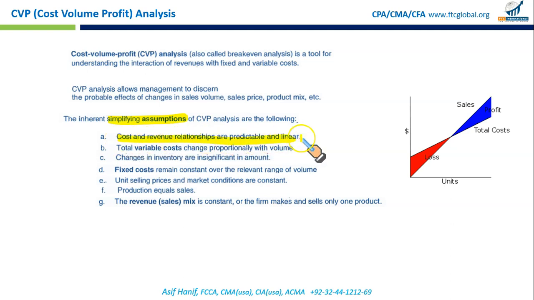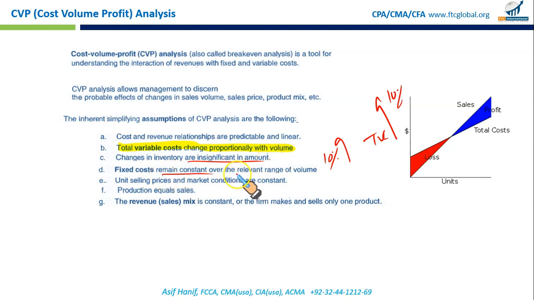Cost and revenue relationships are predictable and linear. It's an assumption, a challengeable assumption. It may not always be true. Cost and revenue do not move in perfect straight lines. The total variable cost changes proportionally with volume, which means if you increase your production level by 10%, your total variable cost will also go up by 10%. Changes in inventory are insignificant in amount. Fixed costs remain constant over the relevant range. Fixed cost doesn't change. Unit selling price and market conditions are all constant. Production equals sales. Whatever you produce is sold, and your revenue or sales mix stays the same.